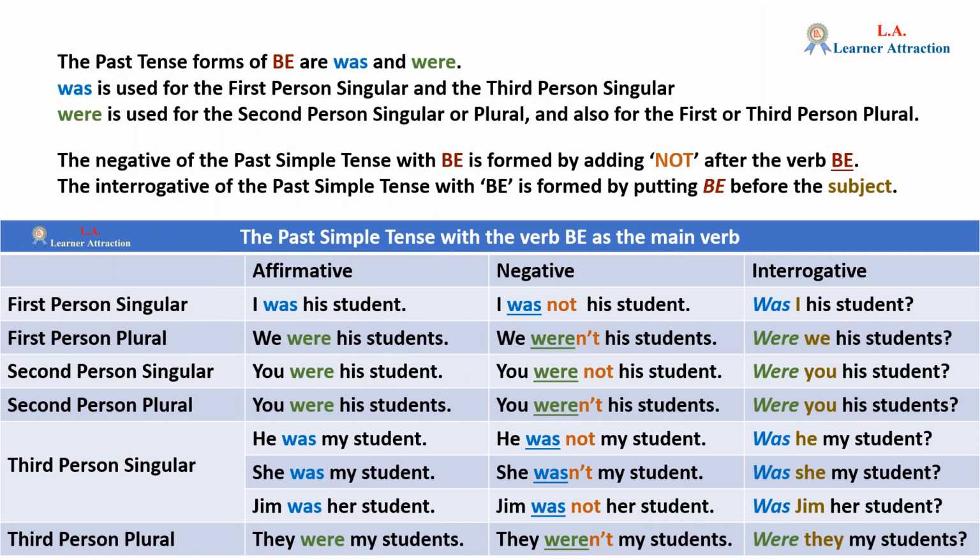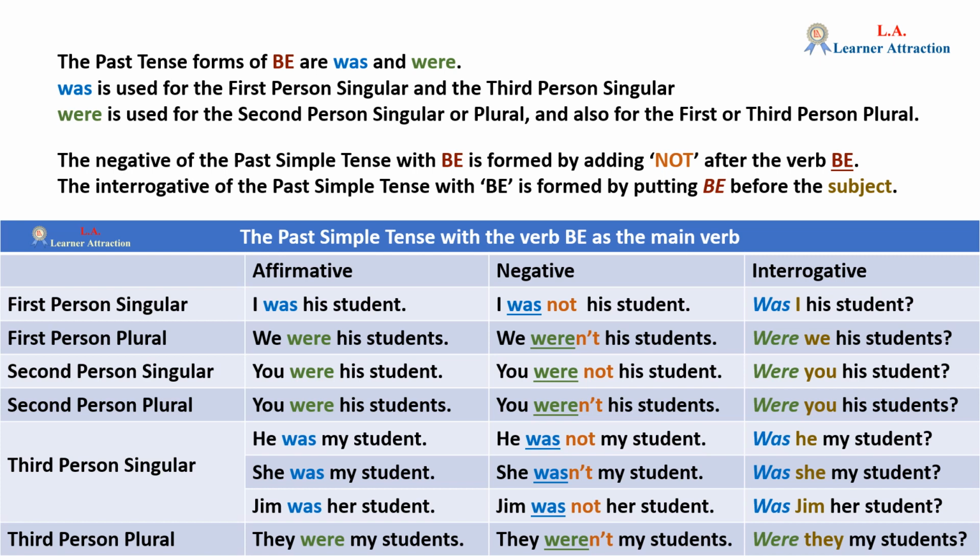The past tense forms of be are was and were. Was is used for the first person singular and the third person singular. Were is used for the second person singular or plural, and also for the first or third person plural. The negative of the past simple tense with be is formed by adding not after the verb be. The interrogative of the past simple tense with be is formed by putting be before the subject.